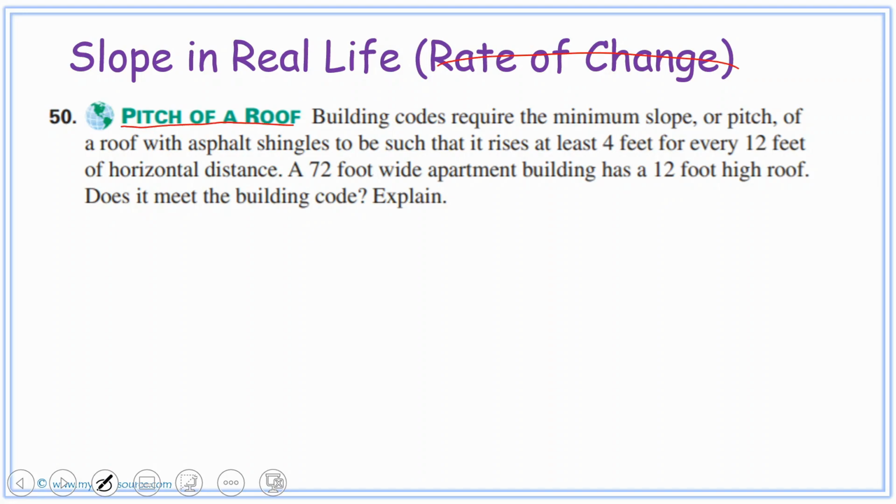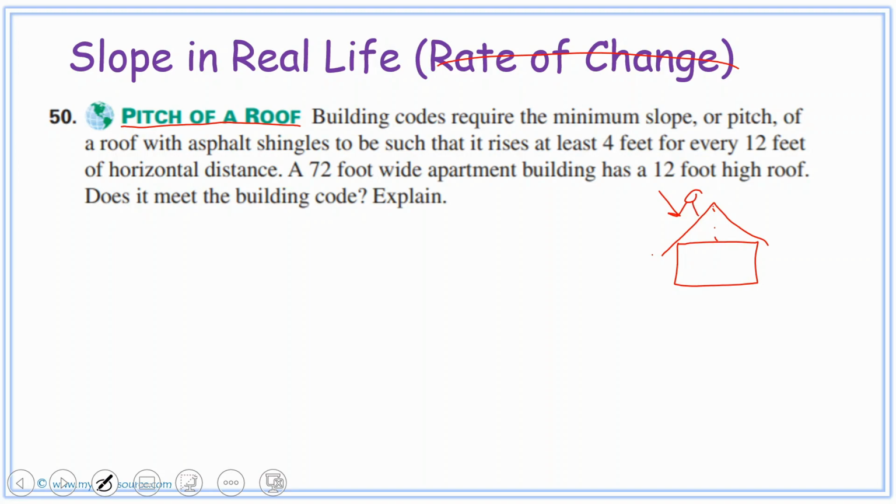This one is referring to the pitch of a roof, and it says building codes require the minimum slope or pitch of a roof with asphalt shingles to be such that it rises at least 4 feet for every 12 feet. So first thing we want to do is draw a house just so we can get an understanding of this. The pitch of the house is just one of the sides.